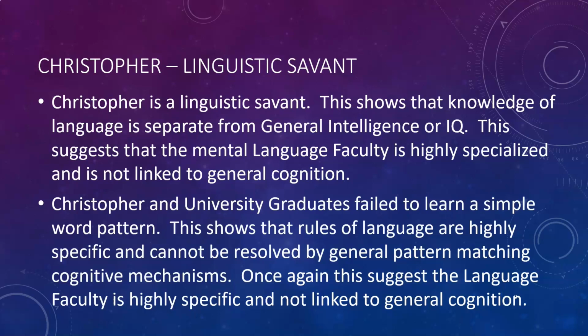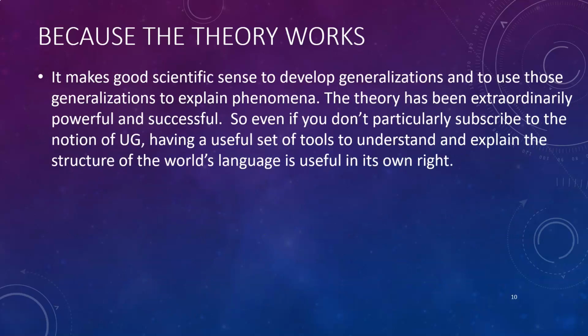Another reason that we might want to draw on universal grammar is because it makes good scientific sense to develop generalizations and to use those generalizations to explain other phenomena. Generative grammar has been extraordinarily powerful and successful. So even if you don't particularly subscribe to the notion of universal grammar, having a useful set of tools to understand and explain the structure of the world's languages is useful in its own right. Ultimately, even if universal grammar were disproved tomorrow, the theory would still remain useful. So what do we mean when we say that even if universal grammar isn't real, it would still be useful?